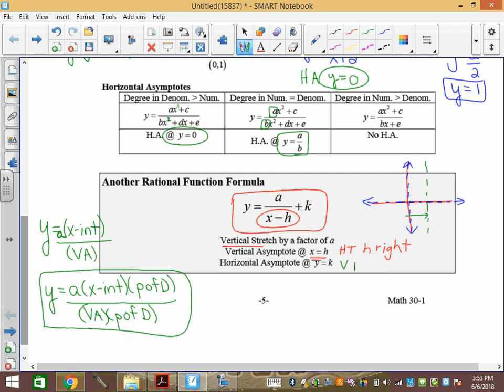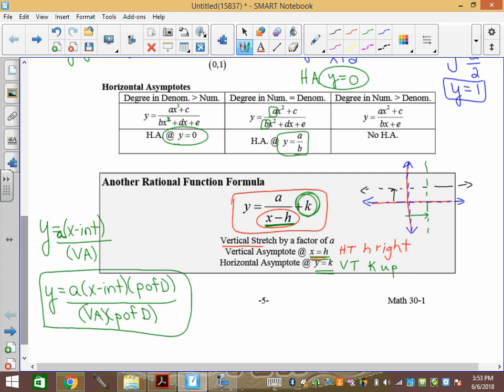And my vertical translation, k up, normally it's on the x-axis. Now it would move k up. So that would get me my asymptote. So that's why my vertical translation and my horizontal translation get me my asymptotes. So if it's in this format, whatever your horizontal translation is your vertical asymptote. And whatever your vertical translation is your horizontal asymptote.